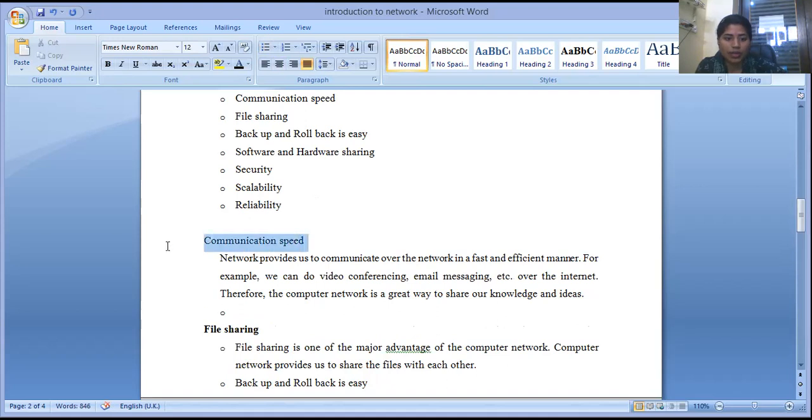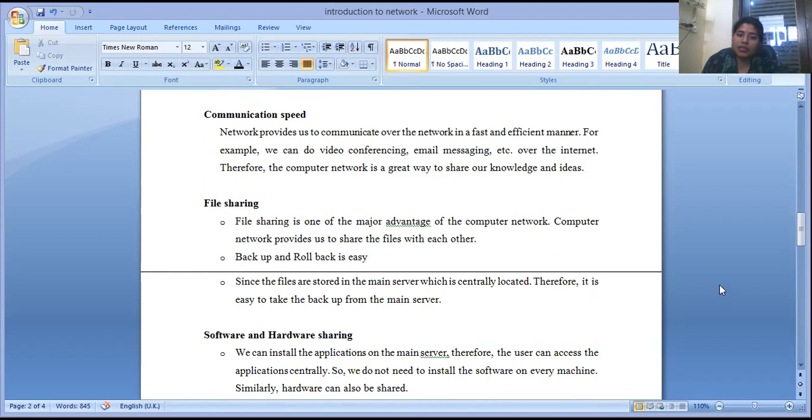Now, if we talk about file sharing, then what we will say is that file sharing is one of the major advantages of a computer network. A computer network lets us share files with other computers because it is in a distributed manner. Okay, so backup and rollback is also easy in this. And since files are stored in the main server, which is centrally located, it is easy to take the backup from the main server.